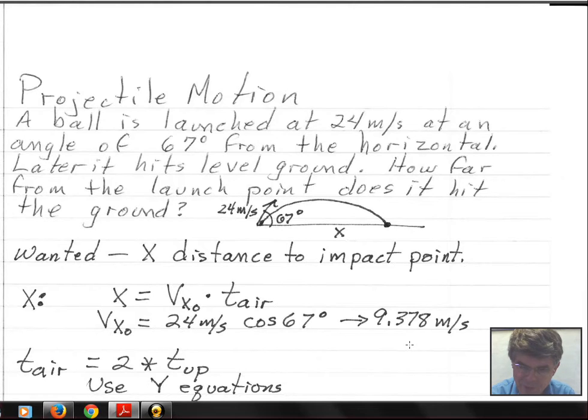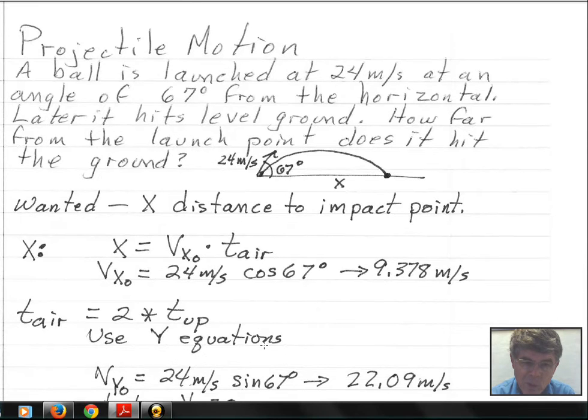To get the time in the air, we're going to use the vertical part of the problem, and we're going to work the problem just to the top of the motion. And at the top of the motion, again ignoring air resistance, the time to go up equals the time to go down, so the time in the air is double the time to go up. So time for us to start investigating the y equations.